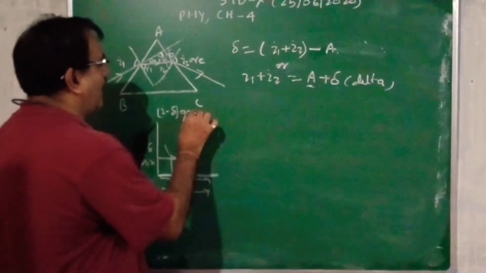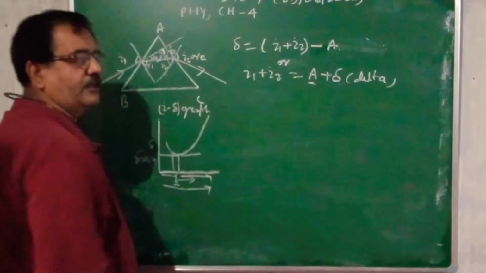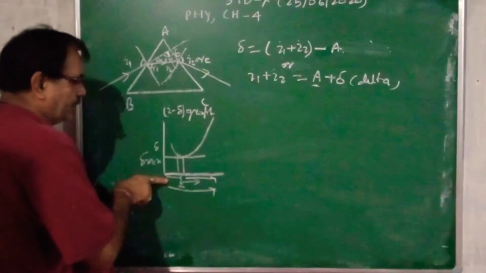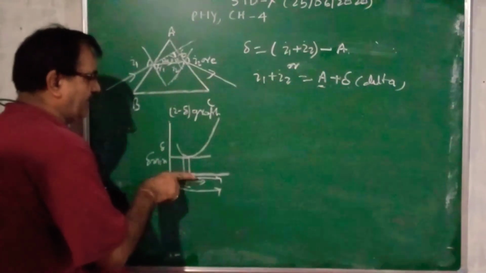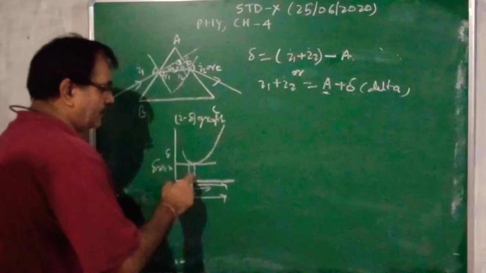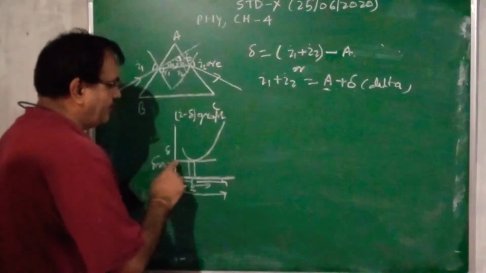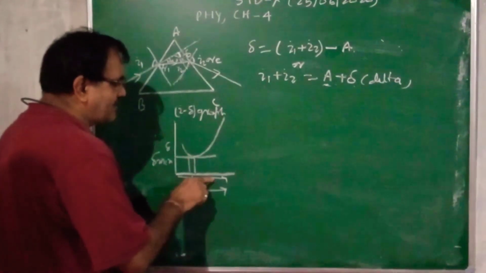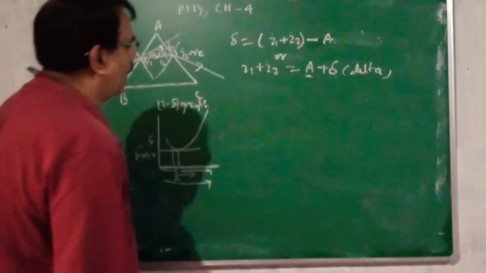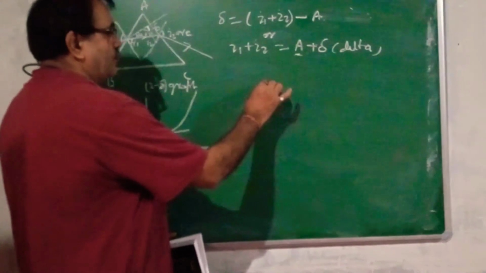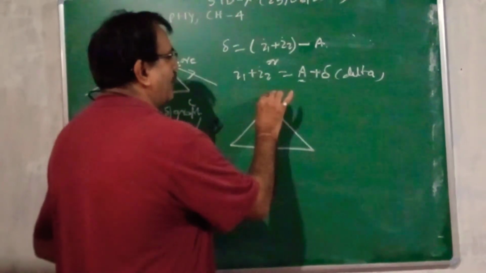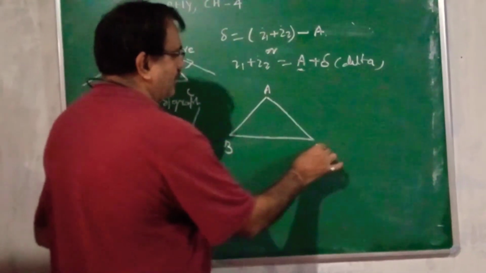So the first factor is that the deviation depends on the angle of incidence. Once again, how does it depend? Initially, when the angle of incidence increases, the deviation decreases. At a certain angle, the deviation becomes minimum. After that, when the angle of incidence increases, the deviation also increases. Now, at what angle does it happen? Remember, this is a very, very important point. Several questions come from this point in the board examination.